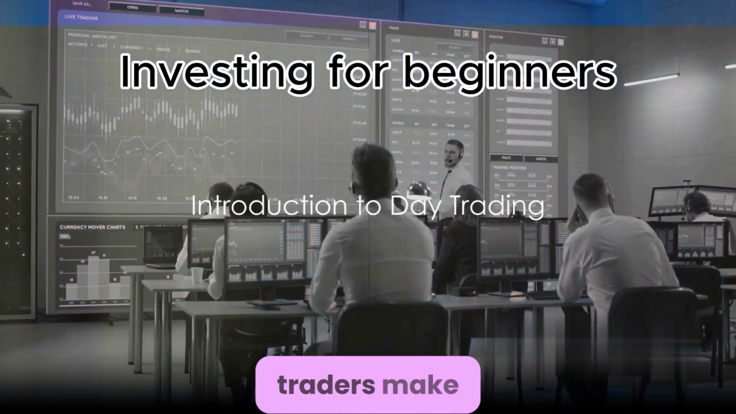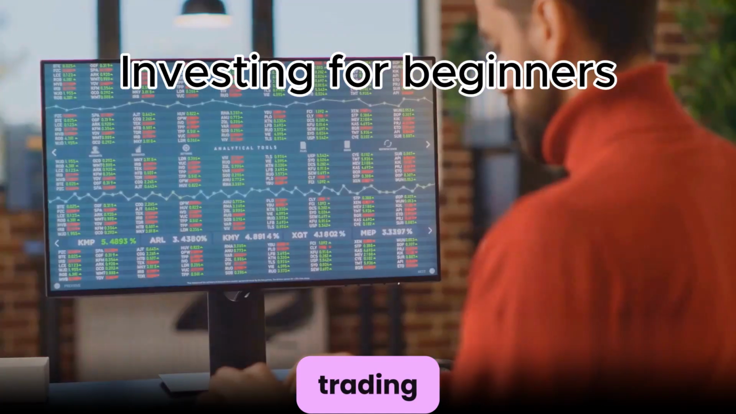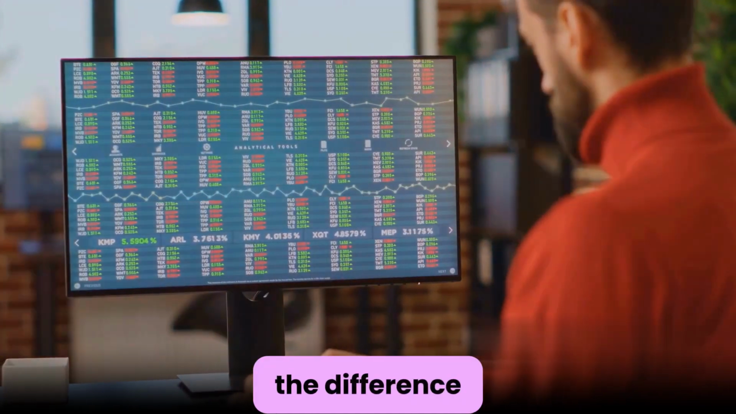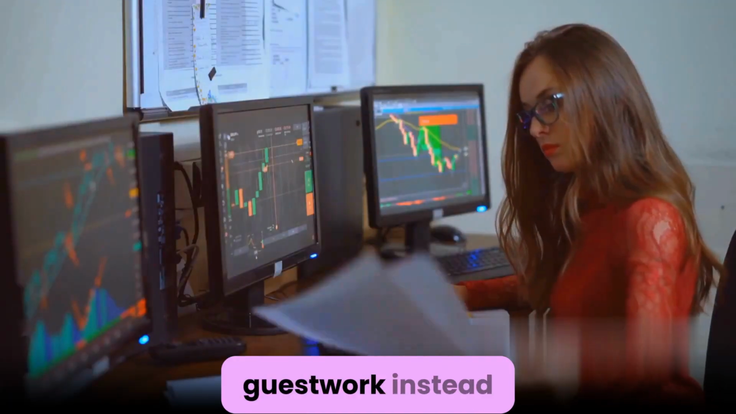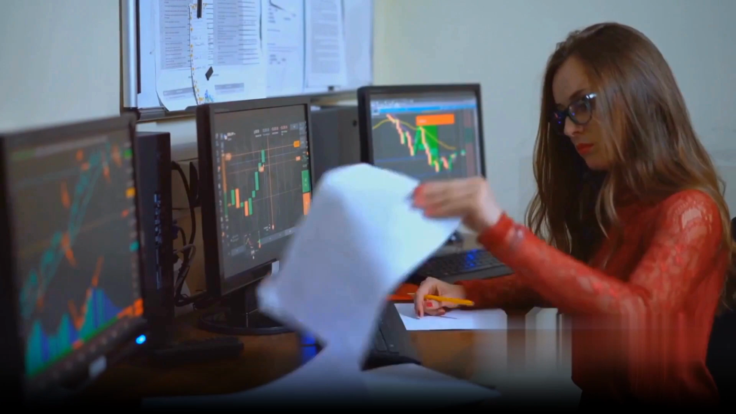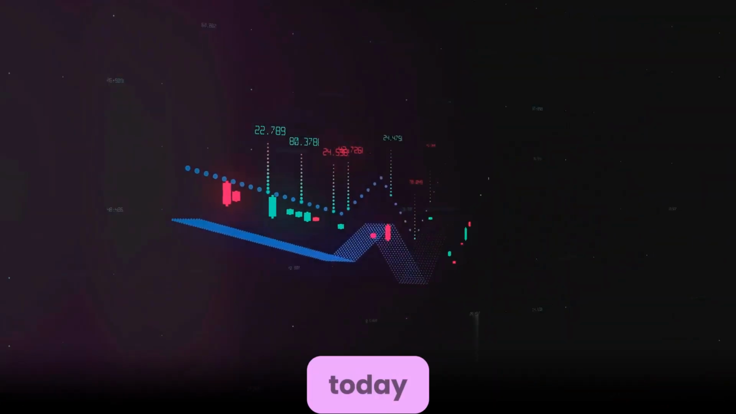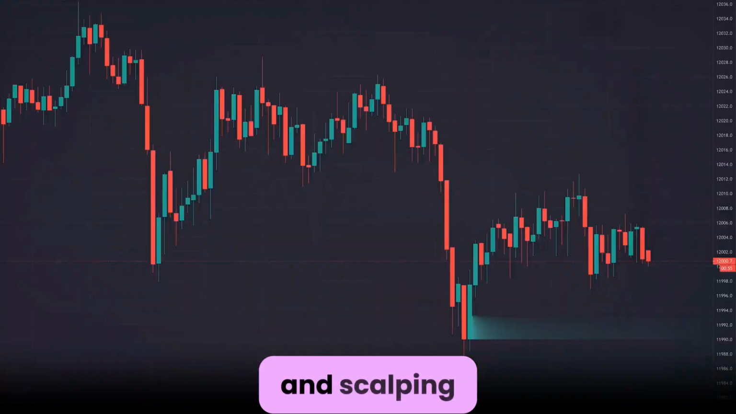Ever wondered how day traders make their decisions? Welcome to the fast-paced world of day trading, where quick decisions can mean the difference between profit and loss. In this realm, there's no room for guesswork. Instead, we rely on proven strategies to guide our choices. We'll be exploring 3 such strategies today: technical analysis, momentum trading, and scalping.